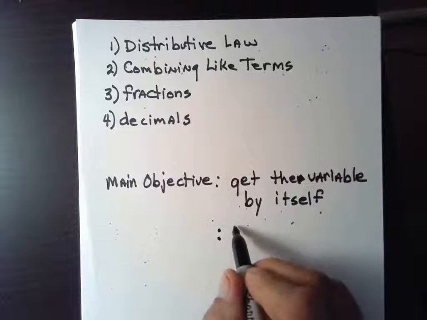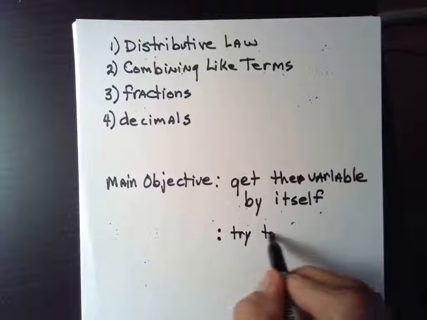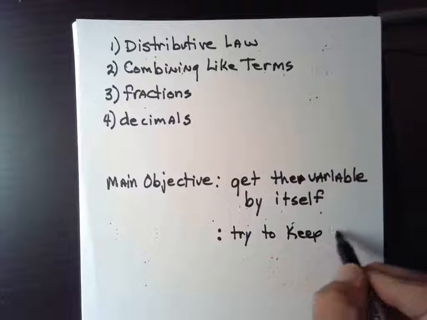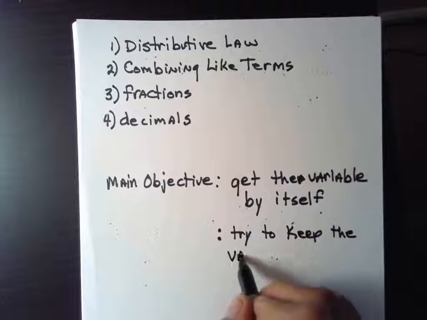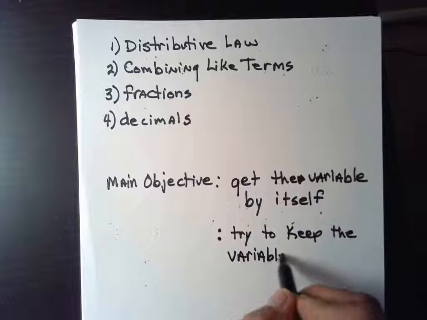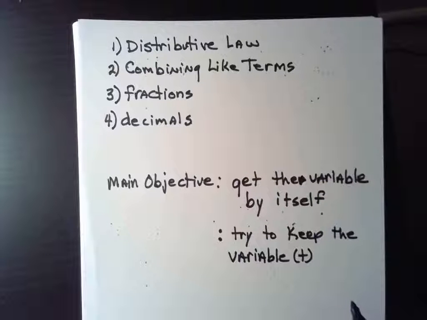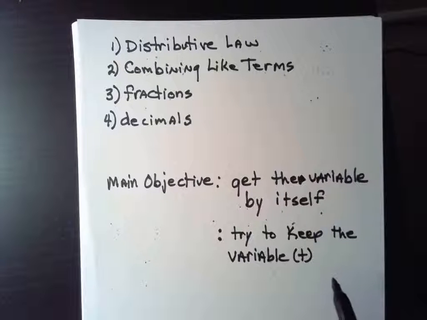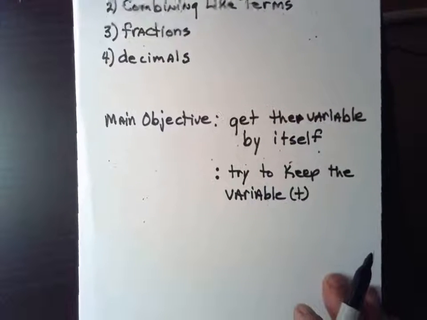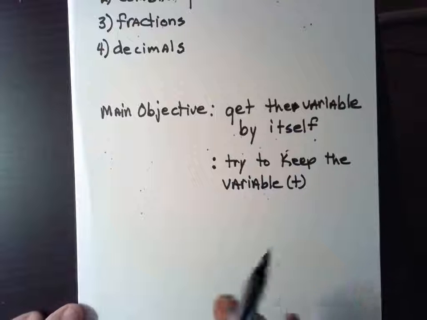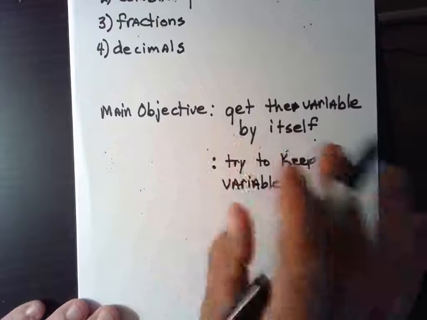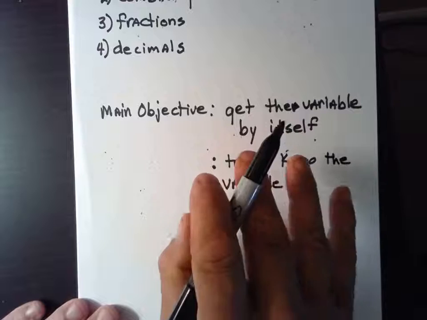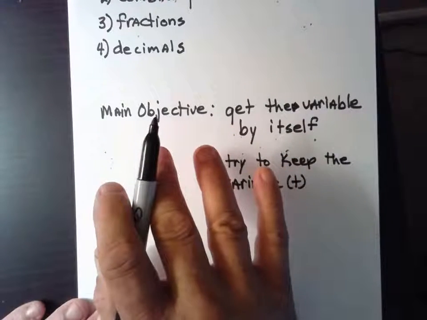I tell students to try to keep the variable positive. That helps a lot. You can't do it all the time, especially with inequalities, but most of the time with equalities, you can move the variable to the left or right side to keep it positive. Let me give you a quick example and I'll show you what I'm talking about. And this pays off in inequalities later on after you get the multi-step equations.